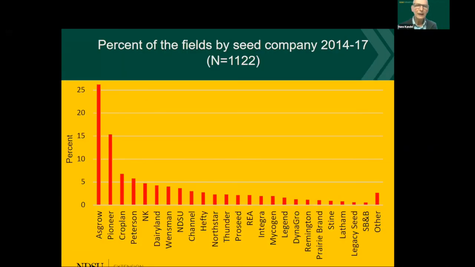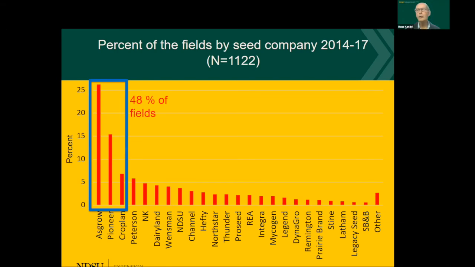Now, the interesting thing that we have been asking is, what company seed are you using? So here we have 1,100 plus fields, and the farmer is saying what variety from which company is in each field. So on the left, it is in percent. I want to draw your attention to the 3 bars on the left: Asgrow, Pioneer, and Croplan. In total, they have 48% of the fields that we surveyed. Now, unfortunately, those 3 companies do not enter their varieties in the NDSU variety trial booklet. So they are not tested in our NDSU system. So unfortunately, we're only testing about 50% of the varieties that are out there.